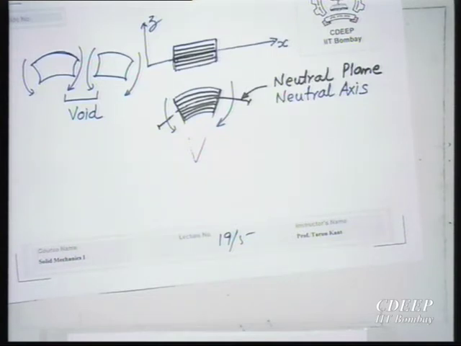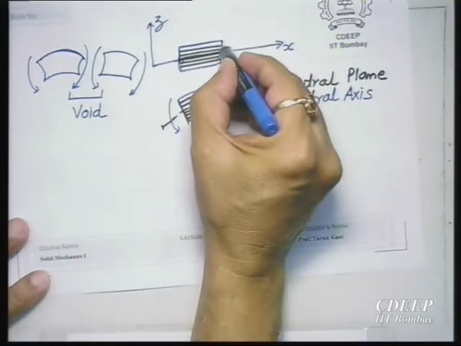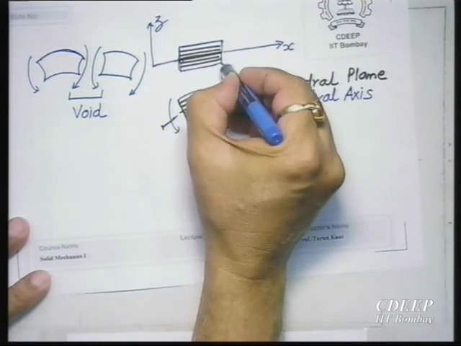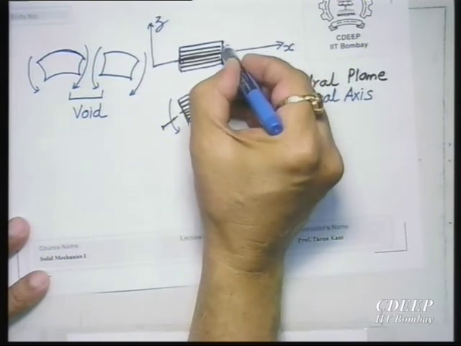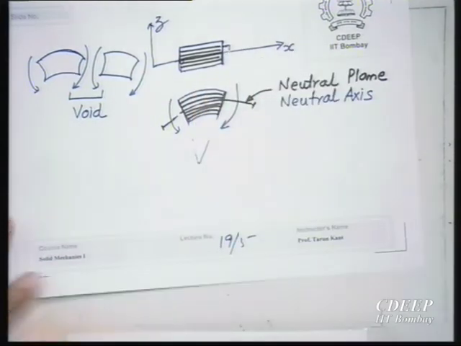Now this is very important. This transverse plane, which is perpendicular to the x axis, under the action of bending undergoes deformation, but it remains plane during deformation.